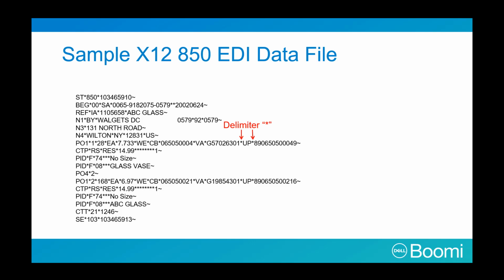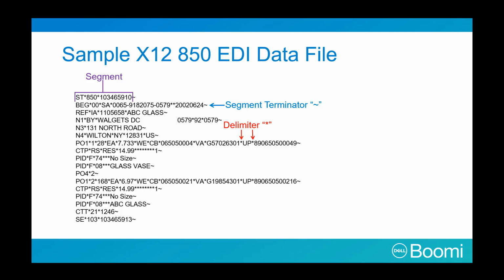First, the delimiter. This is a unique character which separates each data element. In EDI, the delimiter is usually a star. The segment terminator is a unique character that identifies the end of a segment. In our case, it's a tilde.